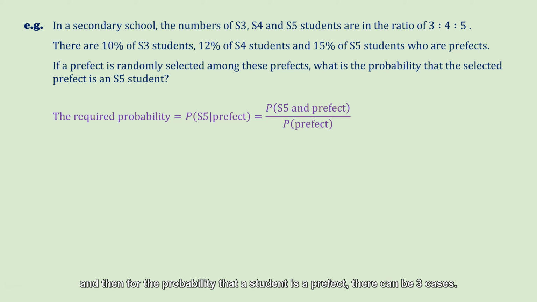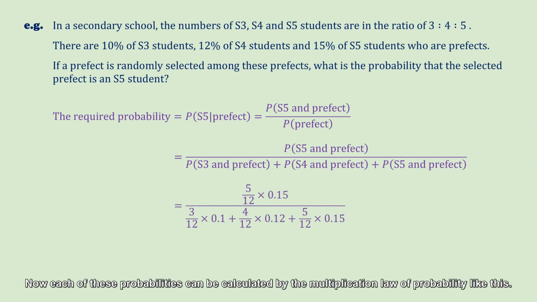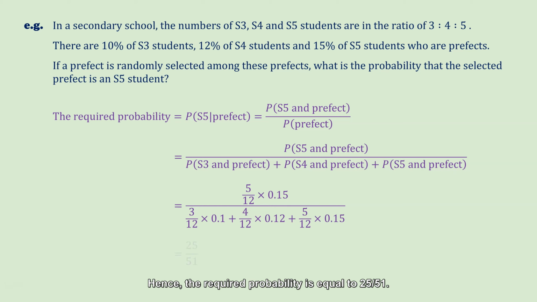And then for the probability that a student is a prefect, there can be three cases. The student can be an S3 prefect, an S4 prefect, or an S5 prefect. So P(prefect) can be expanded like this by the addition law of probability. Or more specifically, that's the law of total probability. Now each of these probabilities can be calculated by the multiplication law of probability like this. Hence the required probability is equal to 25 over 51.